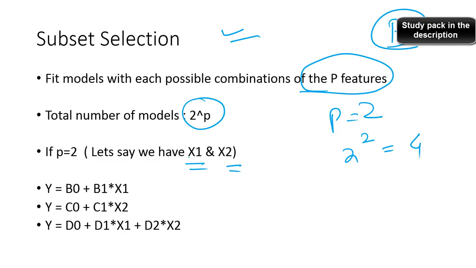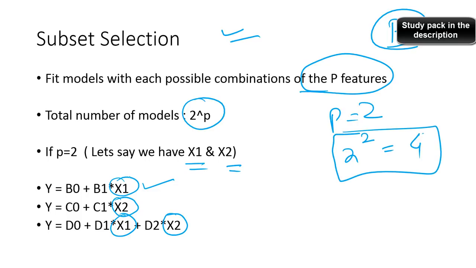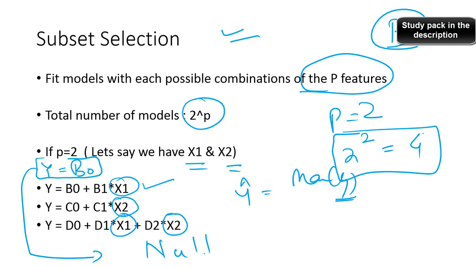You will have a model with only x1, with only x2, and with both x1 and x2. So the first model has only x1 as the predictor, the second model has only x2 as the predictor, and the third has x1 and x2 as the predictors. That's 3 models, but we ideally should have 4. The fourth model is nothing but only the intercept, just the mean. So your y hat is nothing but the mean of y. That is considered to be the null model. If you are familiar with statistical analysis, you always get a null model in the result.